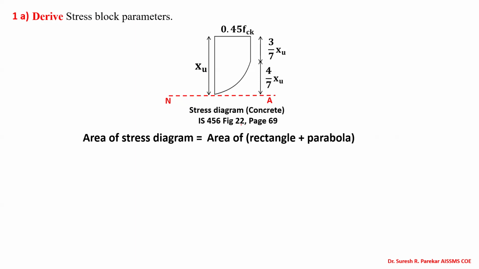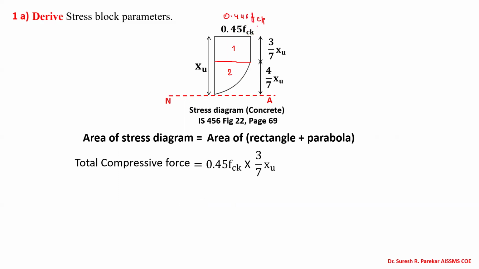So we have that is area of rectangle. Divide it into two parts. The first part is the area of rectangle, and the second part is the area of parabola. Area of rectangle we know is width into height, so 0.45 fck into 3 by 7 xu. In some books, you will see this value as 0.446 fck, it's okay. Plus, we have the parabola, 2 by 3rd base into height, so 2 by 3 into 0.45 fck into 4 by 7 xu.